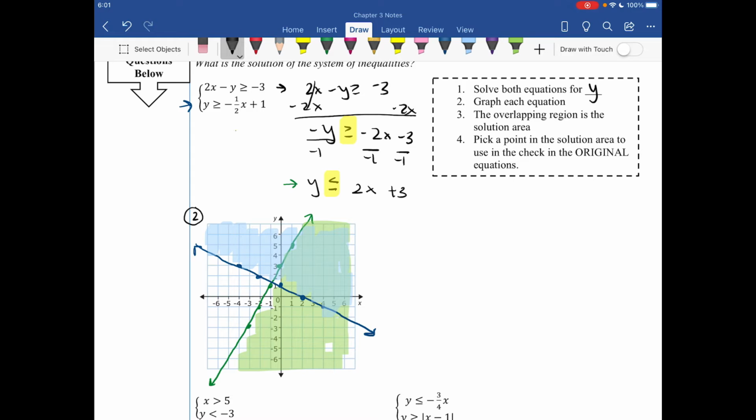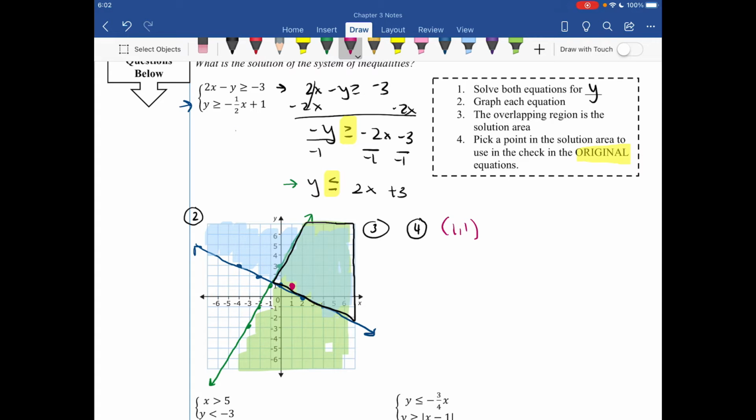Now we're ready for step number 3, which is to look for the overlapping region. We can see the blue and the green overlap right here, and this gives us all of our solution area. But to make sure that we've done this correctly, we need to pick a point within the solution area and plug it back into the original equations. Make it easy on yourself and pick a point with small number values, such as the point 1, 1 right here.